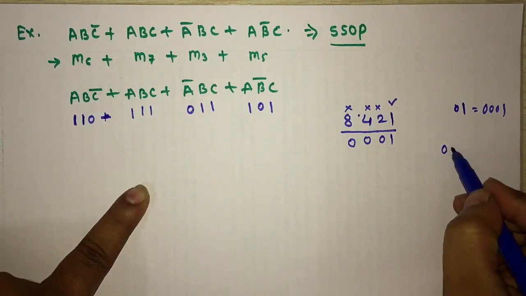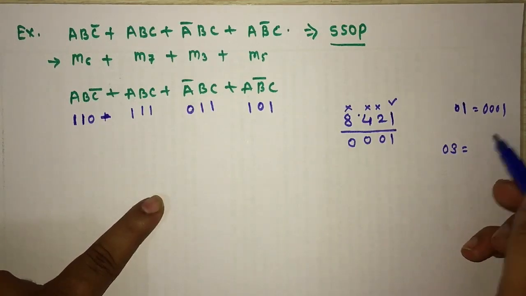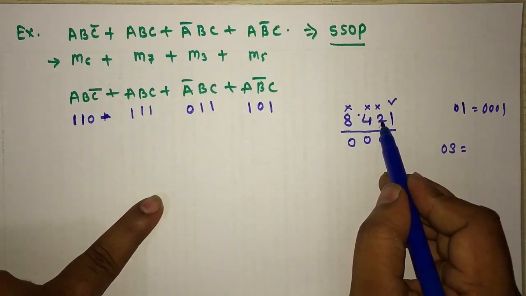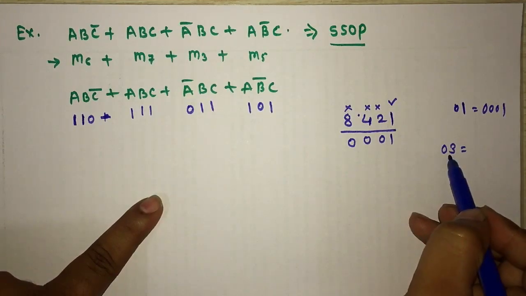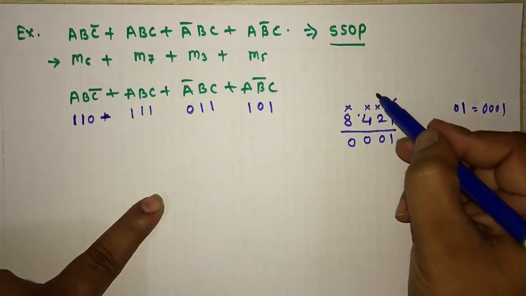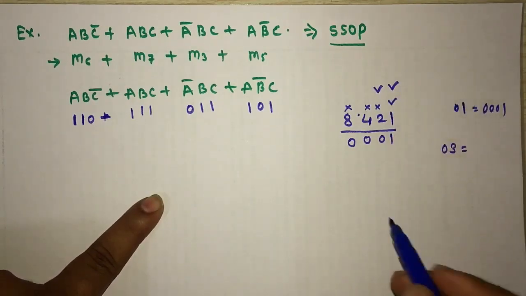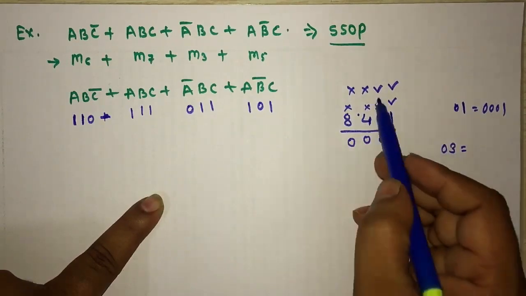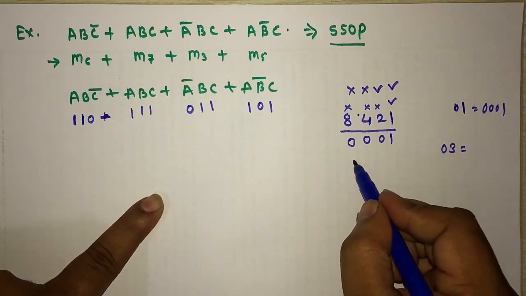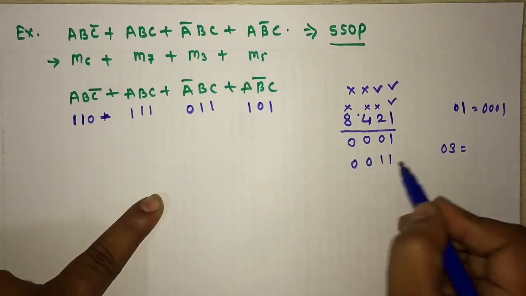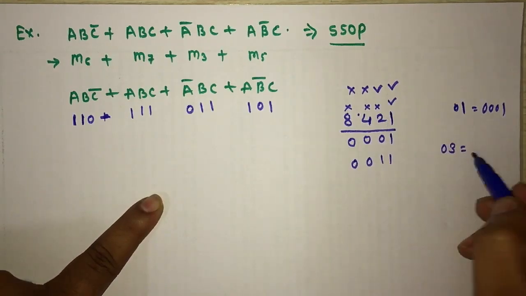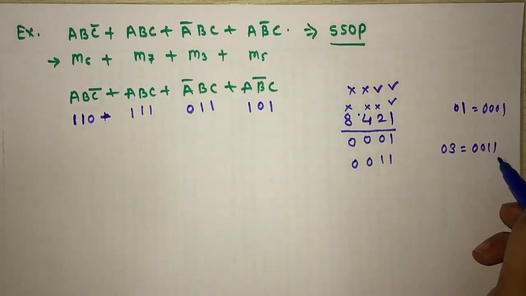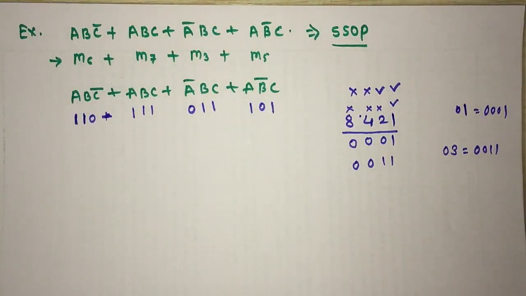Suppose we want to write decimal 3. How to get decimal 3? If we perform the addition of 2 plus 1, then we will get 3. So we require 2 and 1, and these two are not required. So the value is 0, 0, 1, 1. The binary equivalent value of 3 is 0, 0, 1, 1.